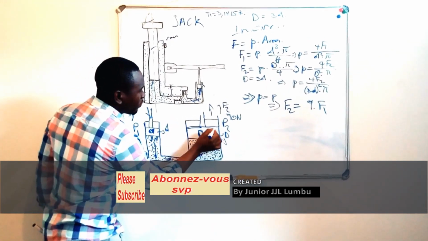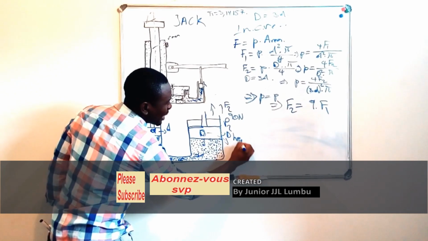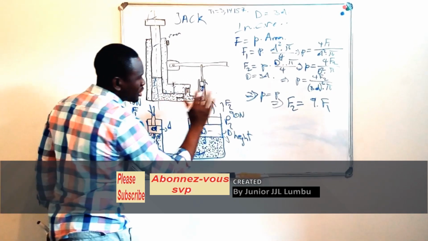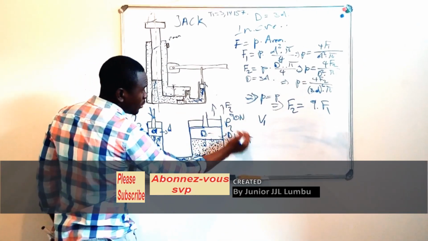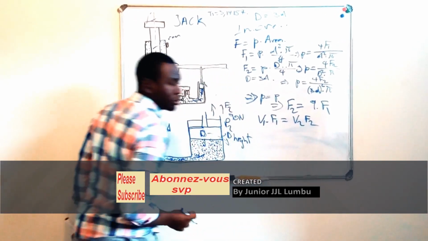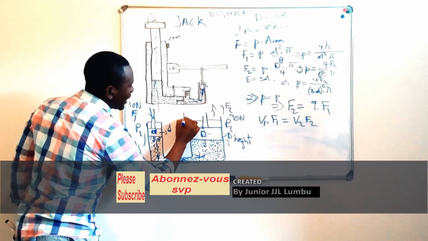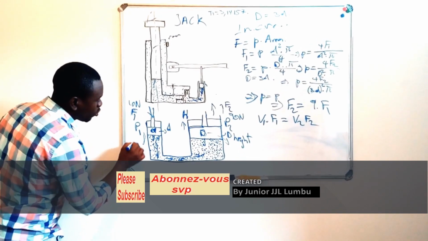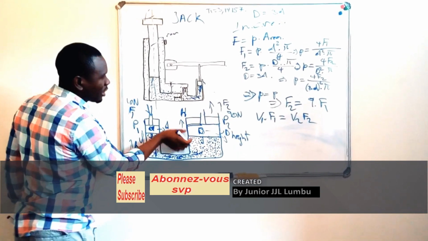So for you to move this bigger plunger by a certain height, you need to go also with a certain height. This relationship goes like that: the volume of that side, V1, times force 1 equals V2 times force 2. Which means, if you have to move this side by a bigger H, you need to go more on the other side for you to move this one higher.